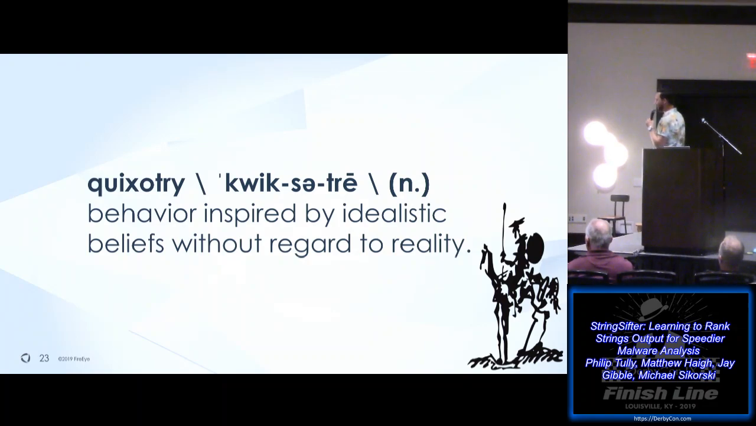Just a side note about the Scrabble stuff. If anyone's an avid player, Quixotry was the highest scoring Scrabble word ever used in a professional match. The person who played this scored 365 points with this single word. Now, of course, in Scrabble, you have tiles on the board that have things like double word score, triple word score. We didn't account for those in our feature. But I thought the definition here was interesting. It's a noun that means behavior inspired by idealistic beliefs without regard to reality. And in the days leading up to this talk, I was able to relate to this a lot.